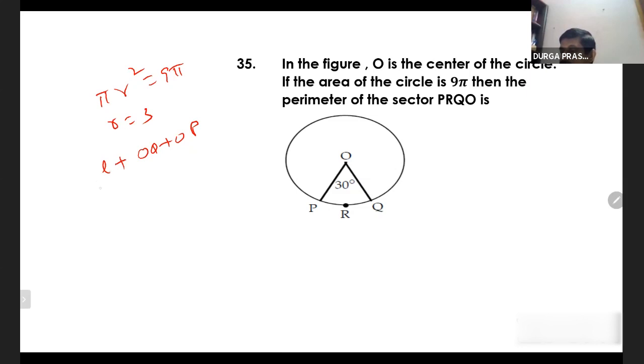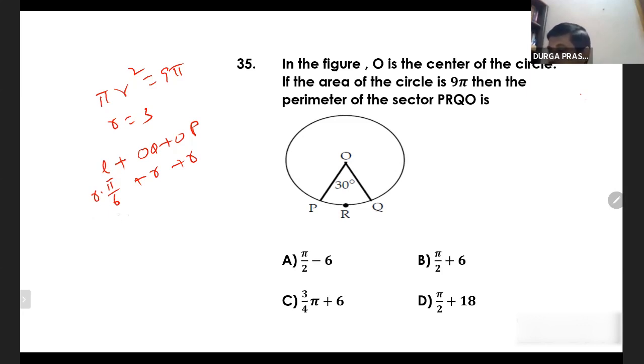So arc length L is R into theta, that is 30 degrees, plus radius. This is radius, this is radius. I'm just checking in terms of pi, what he has given. So 30 degrees is pi by 6. So arc length is pi by 6 times 3, that is pi by 2. Radius is 3 plus 2 into 3. So this is pi by 2 plus 6, which is option B.